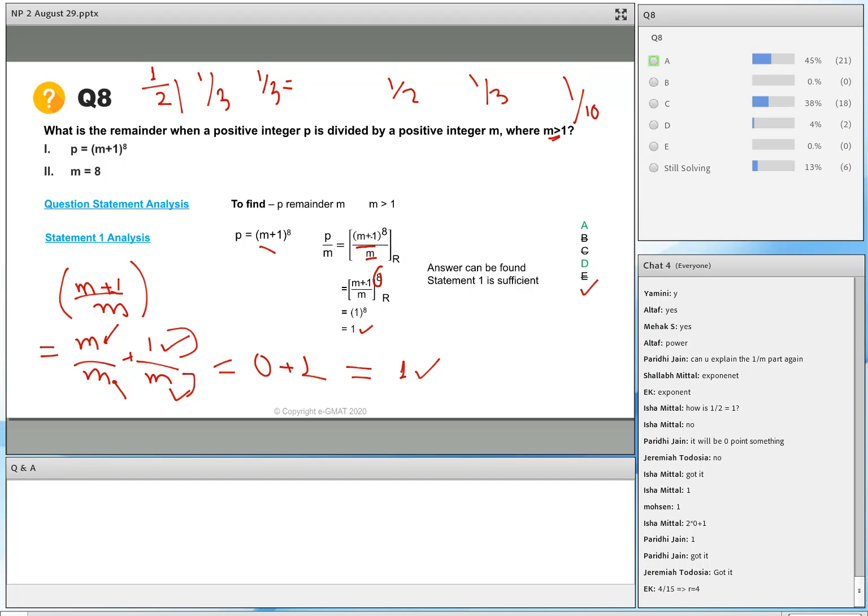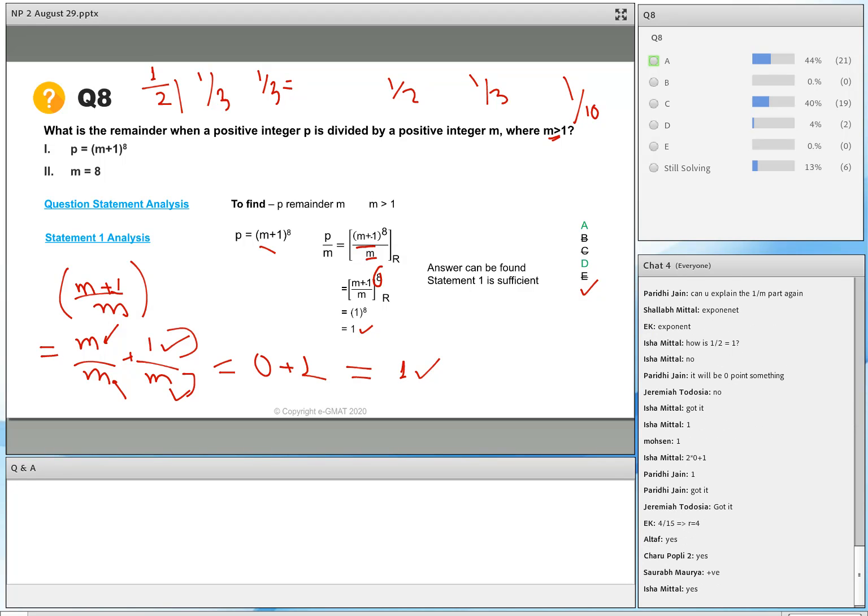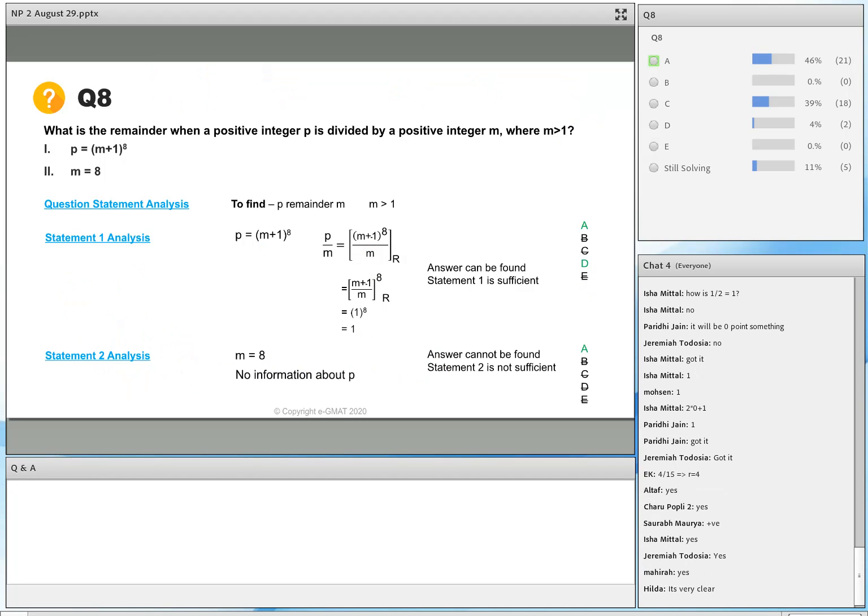Is this clear to all of you? Since I get the value of the remainder, the first statement is a sufficient statement. Perfect. The second statement tells me that the value of m is equal to 8. No information about p. Can I have anything sorted out from this? Not at all. So the second statement is not a sufficient statement. Hence, the answer choice becomes choice A. Is the solution clear to all of you?